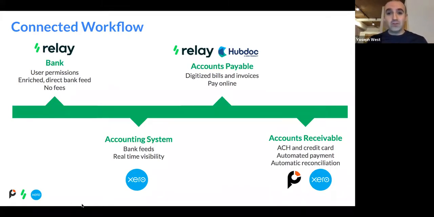And then on the accounts receivable side, it's got to be important to get paid, right? Get paid by ACH and credit card. No more checks. No more waiting for the mail to arrive. You can have automated payments and really automatic reconciliation using Practice Ignition and Xero together. It is pretty slick.